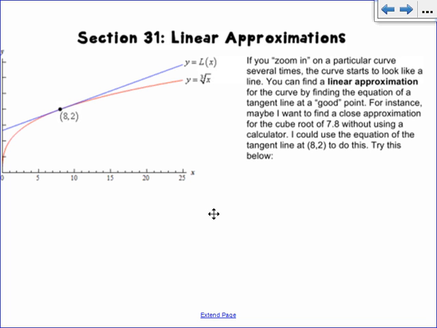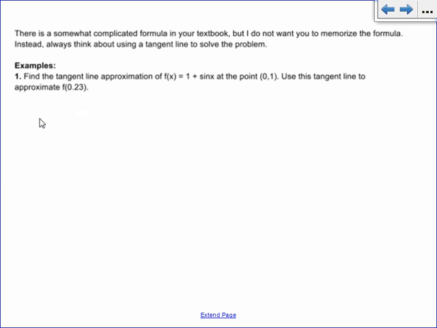So for instance, maybe I want to find a close approximation for the cube root of 7.8 without using a calculator. So you don't have a calculator, but you need a close approximation. You can use the equation of the tangent line at 8.2 to do this. If you have 7.8 and you want to know its y value on the curve, instead we use the point that is directly above it along the tangent line. Does that make sense? They're going to be super, super close to each other. All right, we won't do that example, but we'll try some other ones.